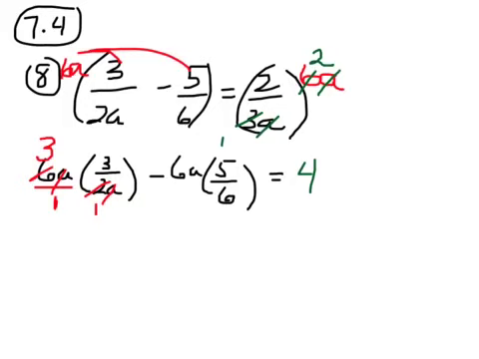The denominator's all canceled out, and don't I just have a 3 times 3 left? So that's what, 9? What about on that second term? What's going to cancel out?